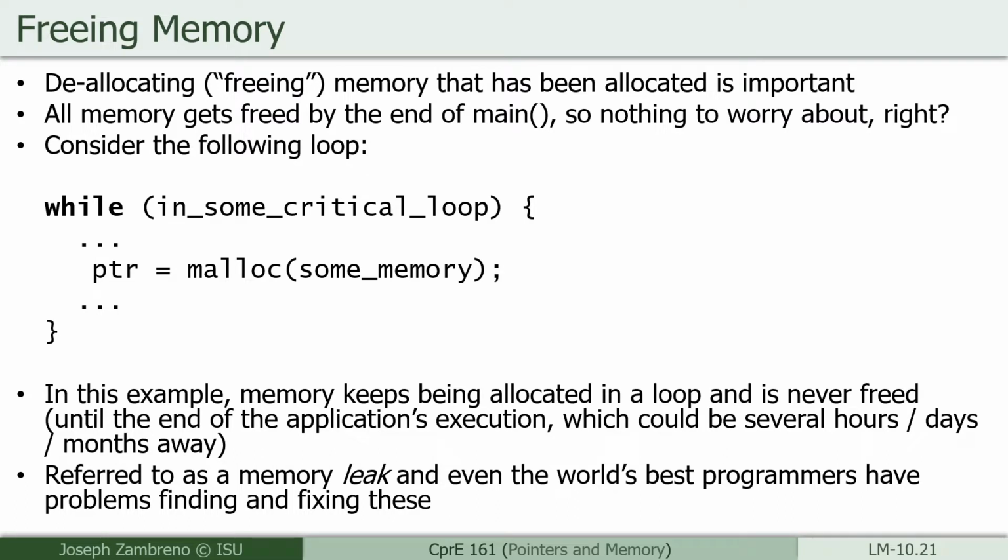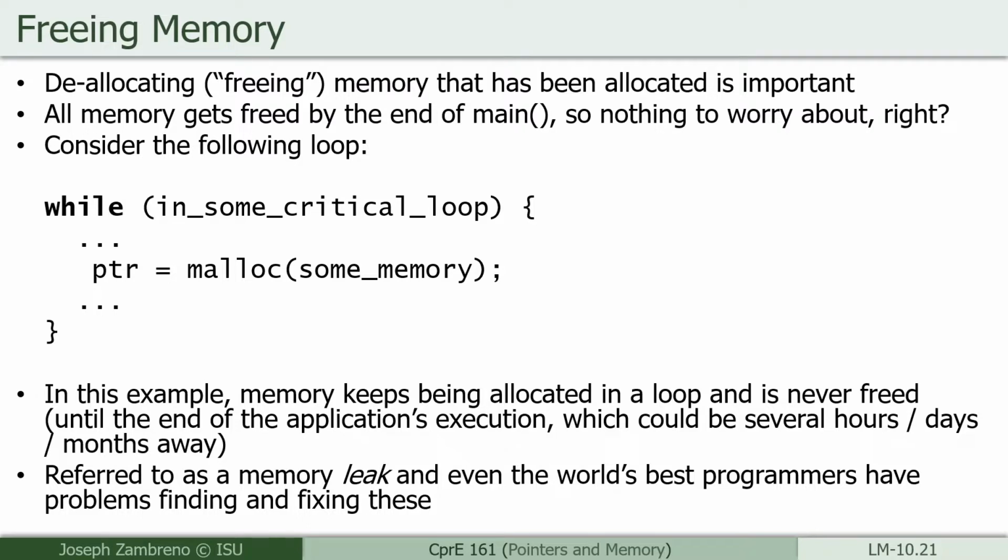If you look at this loop here, some while loop, it's some critical functionality, and somewhere inside that while loop, we're doing a malloc call with no free corresponding to it. So for this example, while it's a synthetic example, it could certainly correspond to some real code. The memory keeps being allocated in a loop and is never freed until our application is actually done. That could be a minute, that could be hours, that could be days, that could be months away. That's what's referred to as a memory leak.